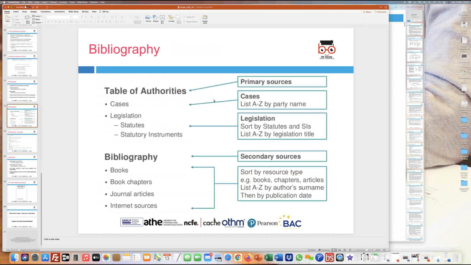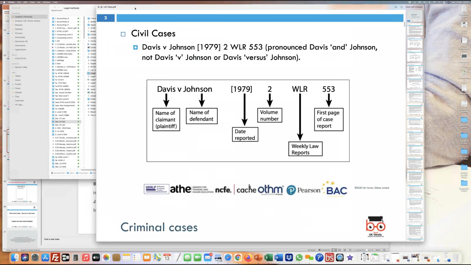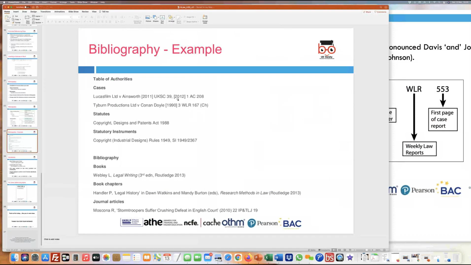So here, there is a set terminology through which you can understand how these cases are presented. The first part talks about the case between the plaintiff and the defendant, the parties involved, in which year the case was tried, and UKSC, the UK Supreme Court, wherein it was published. 39 stands for the volume number. Then the case was again referred to in 2012, volume 1, and then the page number of the first page of the report.